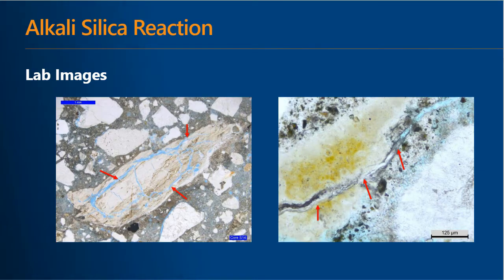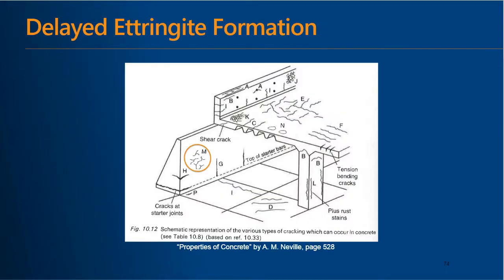When we look at it in thin section using a polarized light microscope on the left-hand side, you can see again that the blue dye is highlighting the cracking within that aggregate particle. But really, we can see other types of aggregate particles that crack, and that doesn't necessarily mean that there's alkali silica reactivity going on. We need to find that ASR gel. So in the right-hand image, there is a crack that is partially filled with blue dyed epoxy, and where the red arrows are pointing, there's no blue dyed epoxy because it is filled with ASR gel. So there's confirmation that in this concrete there was ASR going on.